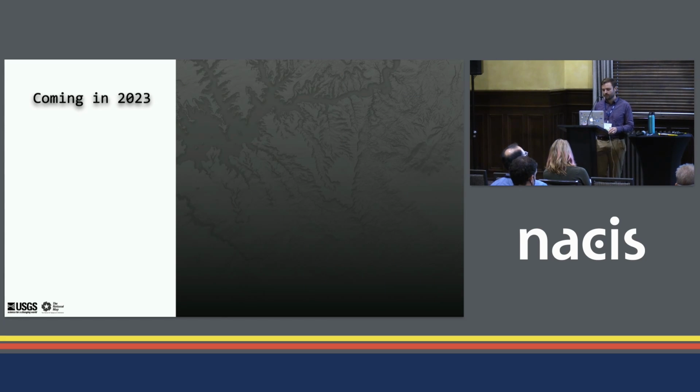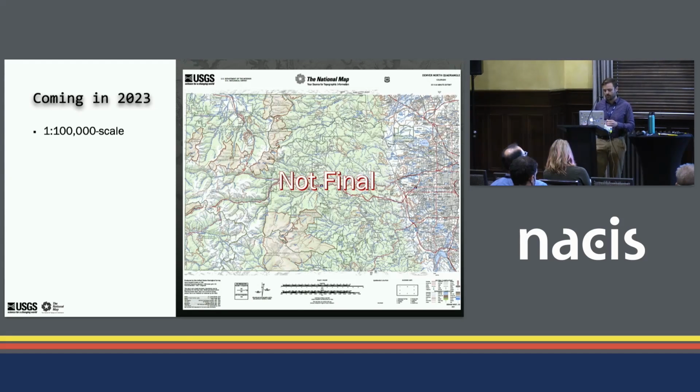In 2023, we're looking to move to a new scale, so 1 to 100,000. So we'll still offer the 7.5-minute topos, but we'll also include this larger scale map option. Right now, we're in the process of going through the generalization of our data to make that possible, as well as the integration into the front end.